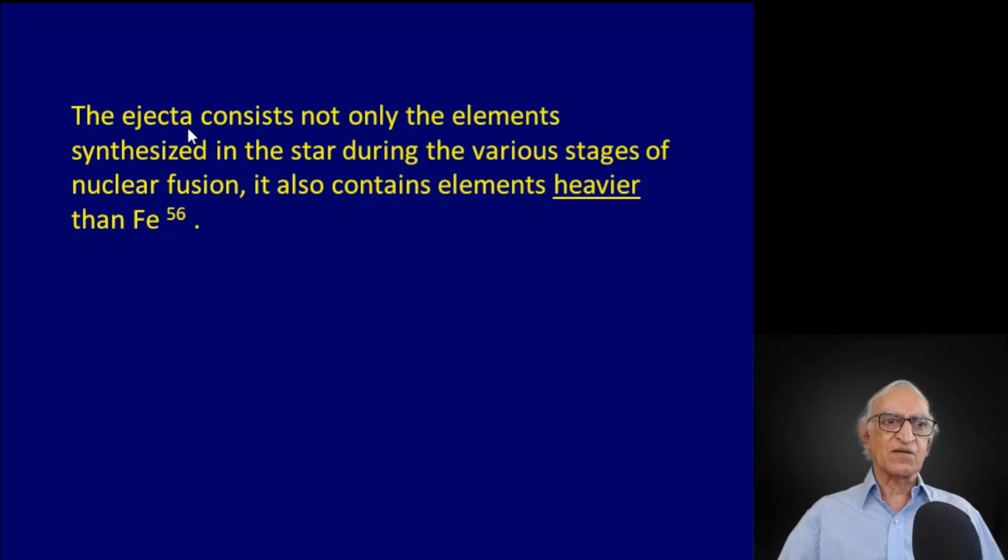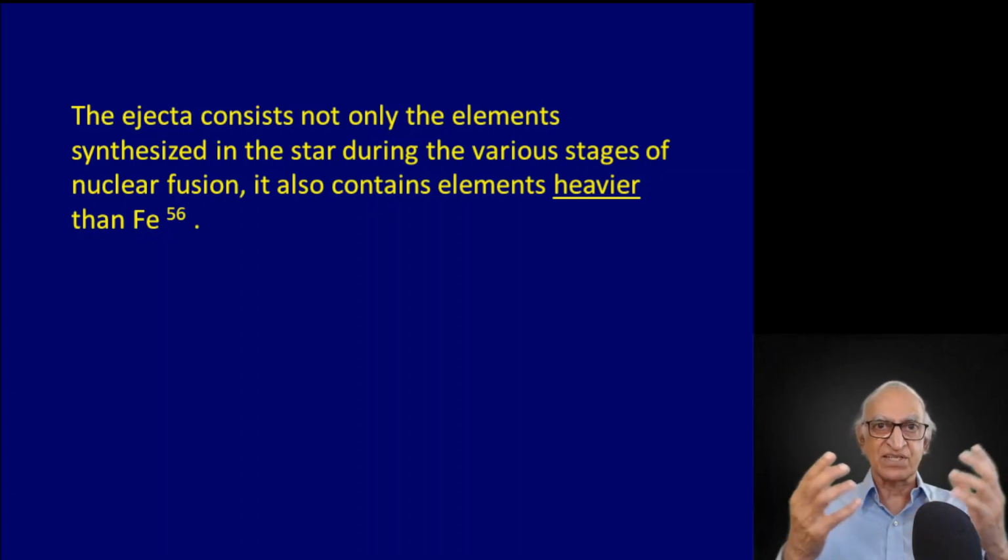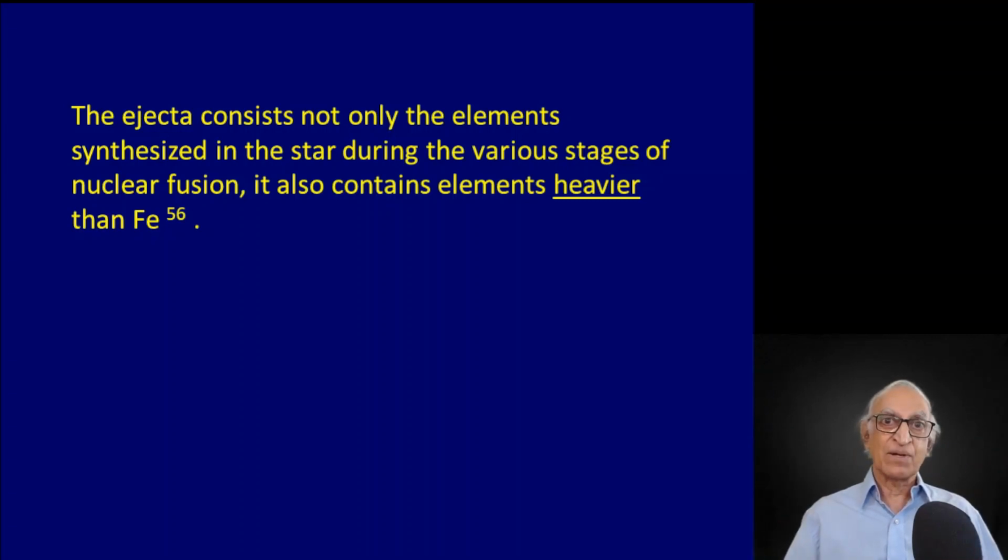Now, the ejecta consists not only of the elements synthesized in the star during various stages of the nuclear fusion cycles, which ended when iron 56 was synthesized, because that's the most stable nucleus, and then you had a collapse of the core and a supernova explosion. But it also contains elements heavier than iron. After all, if you look at the Earth, there are elements heavier than iron. There is gold, platinum, uranium, thorium, and so on. How were they synthesized? They were not synthesized in the star.